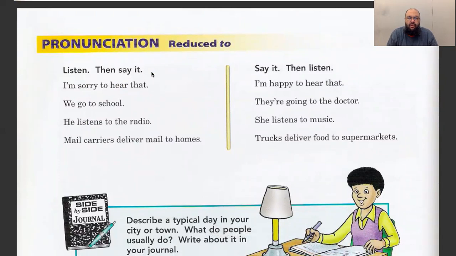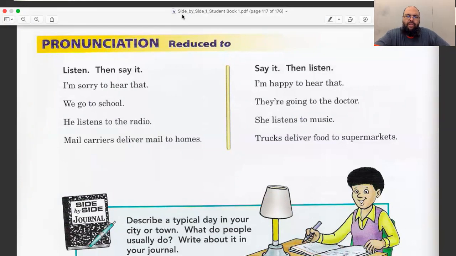Pronunciation. Reduce to. So here we go. Listen and then say it after me. I'm sorry to hear that. We go to school. He listens to the radio. Mail carriers deliver mail to homes. I'm happy to hear that. They're going to the doctor. She listens to music. Trucks deliver food to supermarkets. Very good.